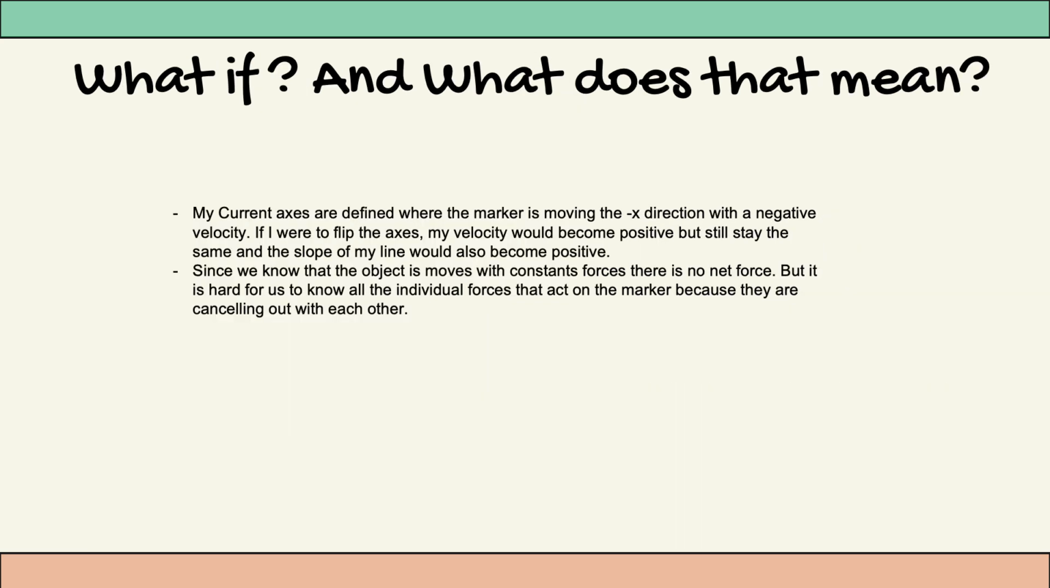My current axes are where the marker is moving in a negative x direction with a negative slope. If I were to flip my axis, my velocity would become positive, but its magnitude would stay the same, and the slope of my line would become positive. Since we know that the object is moving with constant velocity, there is no net force. But it is hard for us to know all the individual forces that are acting on the marker because they are canceling out with each other.